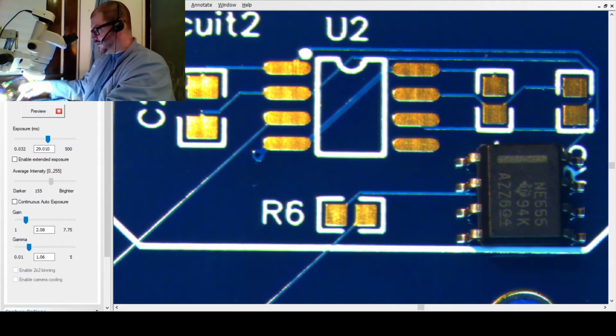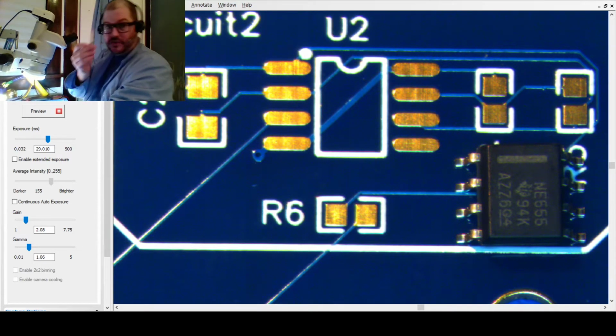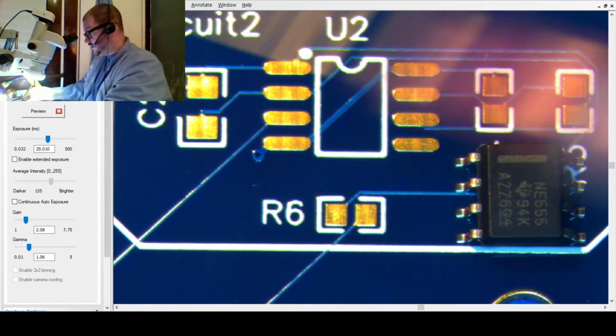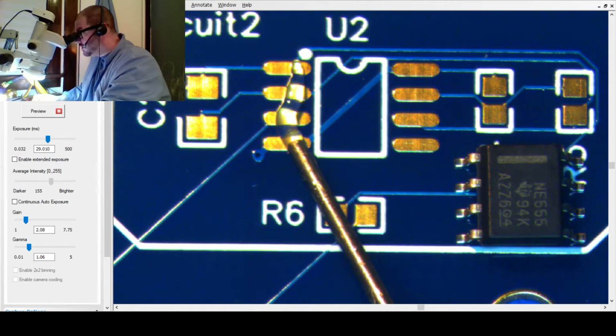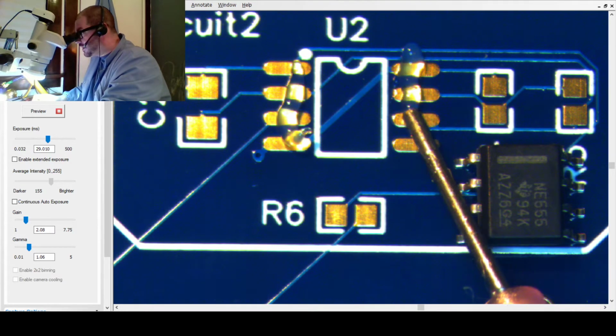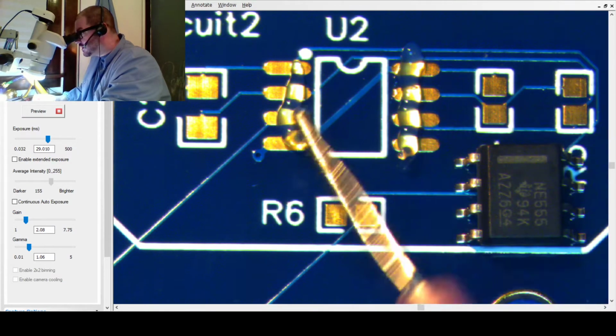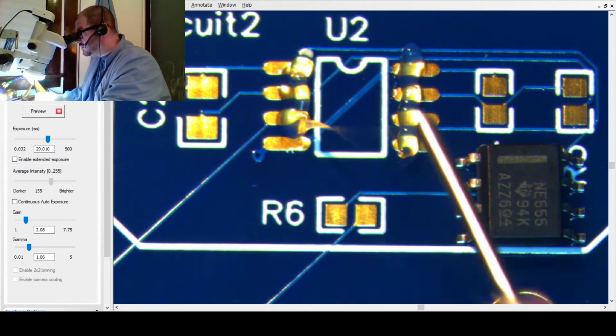And now the next thing that we're going to do is apply some fluxing agent to this here. So we're going to take some flux and come down across all of the pads here. There we go. So a couple of pads here, a couple of pads there. There we go.